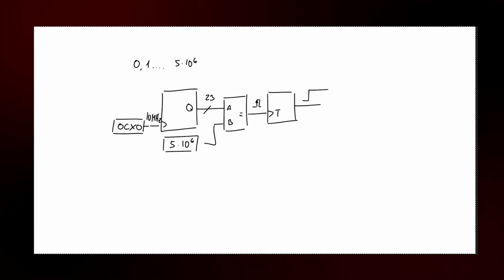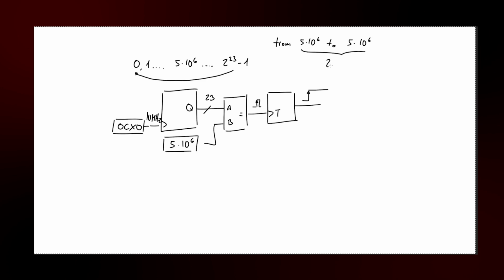But now the counter keeps incrementing. In fact, it will reach the maximum number possible with 23 bits, which is 8,388,607. Then it will overflow, return to 0, and it will reach 5 million again. Now if you pause and think of it, the number of increments that the counter has needed to reach this 5 million again has been 8,388,608 steps, or 2 to the power of 23.